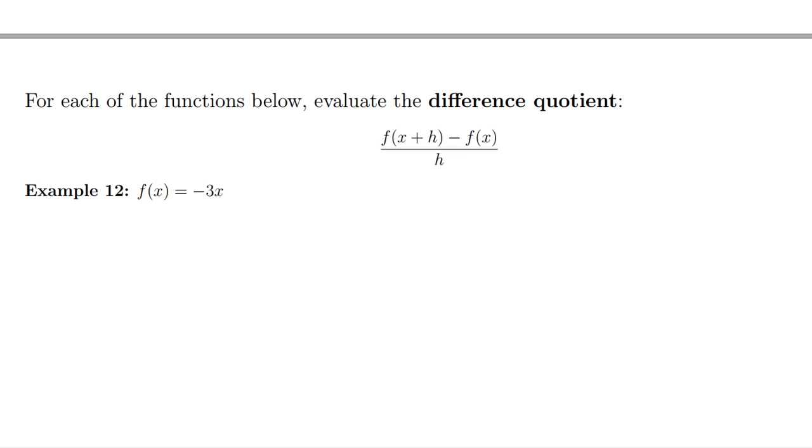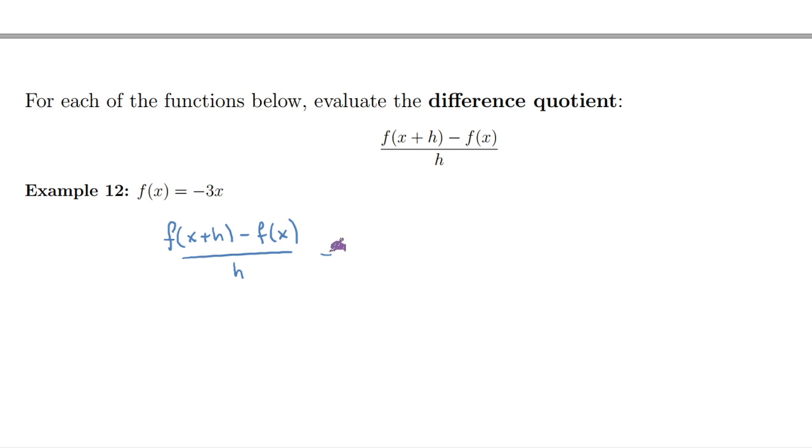Next, I want to talk about an application of rational expressions, which are the difference quotients of a function. A difference quotient of a function can be expressed in this way: f of x plus h minus f of x, divided by h. For example, let's consider the function f of x equals negative 3x, and let's see if we can compute its difference quotient. So, just writing out f of x plus h minus f of x over h.